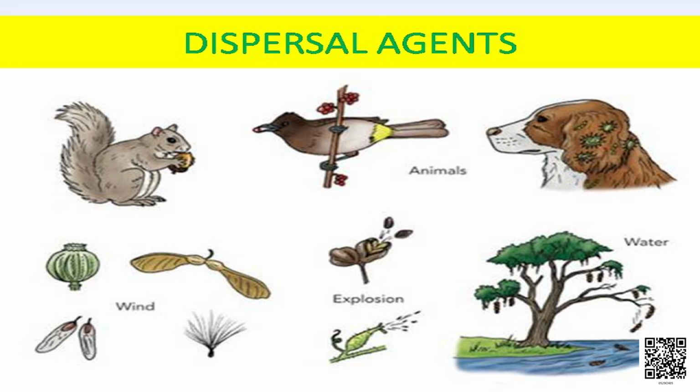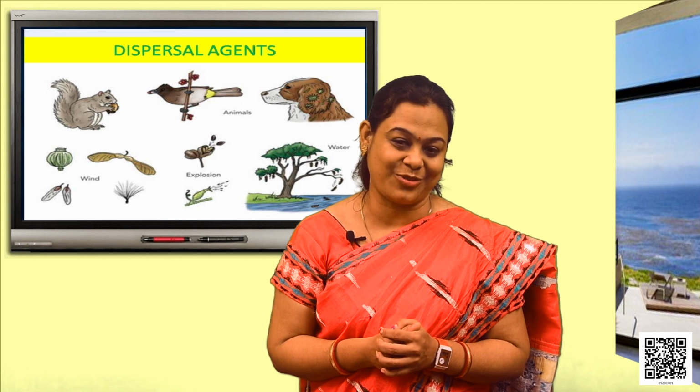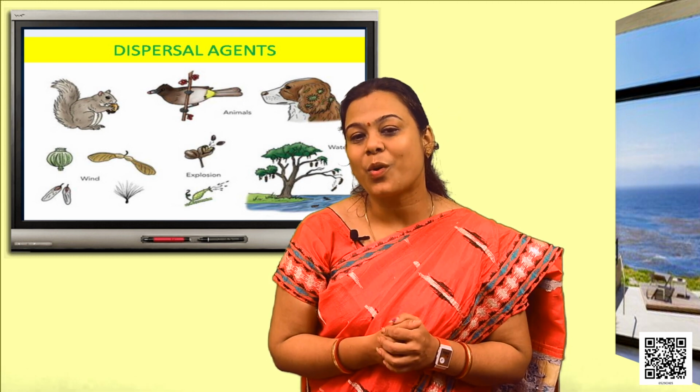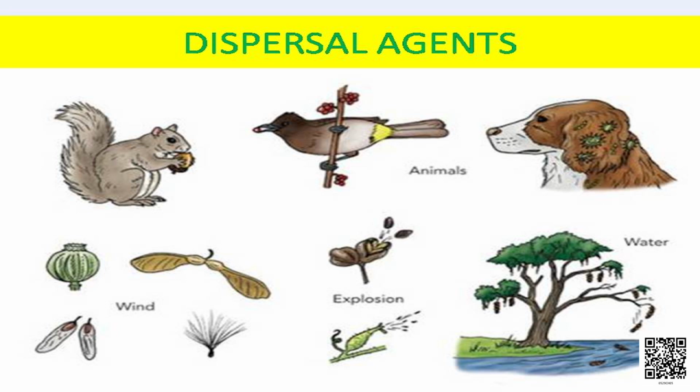And how is it carried? How does it proceed? That is done through many agents. They are here around us. They are natural elements as well as some living beings around us. So let us know what those dispersal agents are. Let me now explain in detail how this dispersal is carried out. You can see the picture in front of you. Here we have different agents.